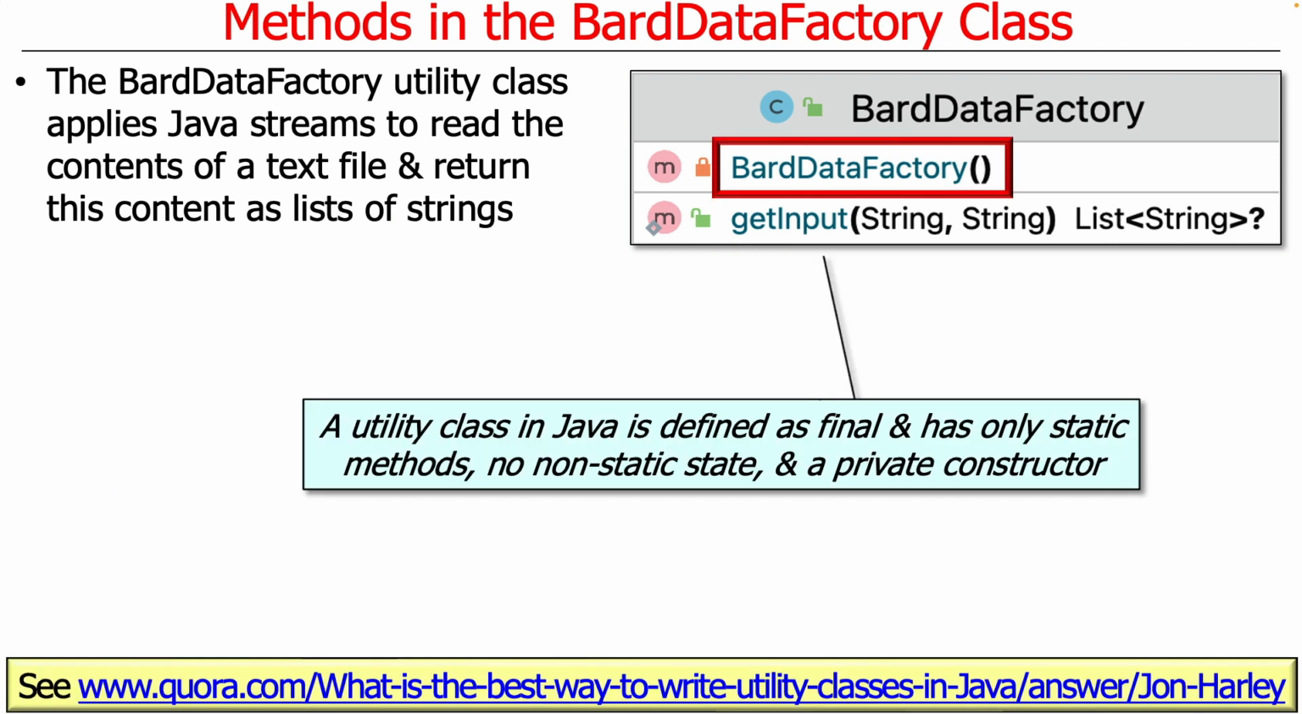So you can see here that this is a so-called utility class. A utility class in Java has only static methods. It's defined as final, so it can't be subclassed. It has no non-static state, and it has a private constructor. That means it's used essentially as a namespace for methods. Java doesn't have standalone functions the way that C and C++ do, so if you want the same type of effect, you have to use a utility class.